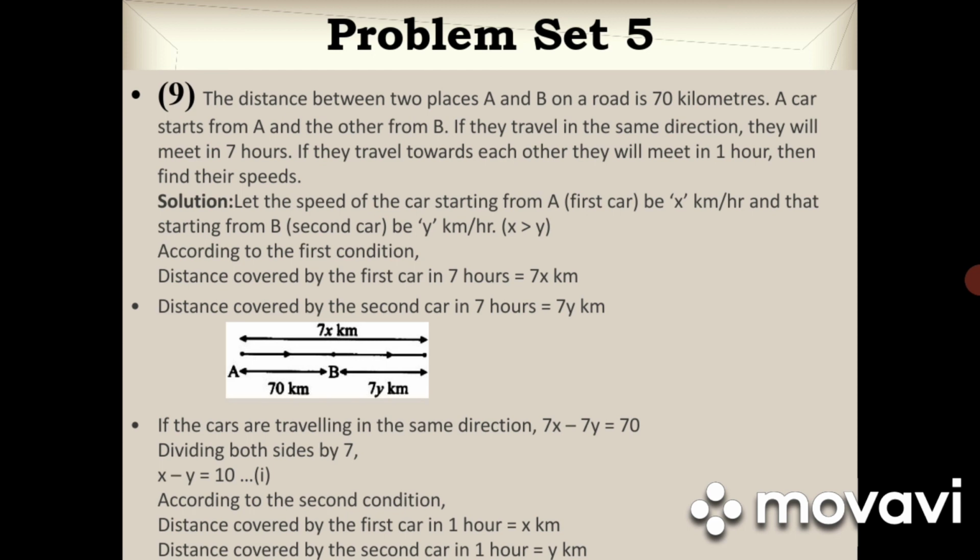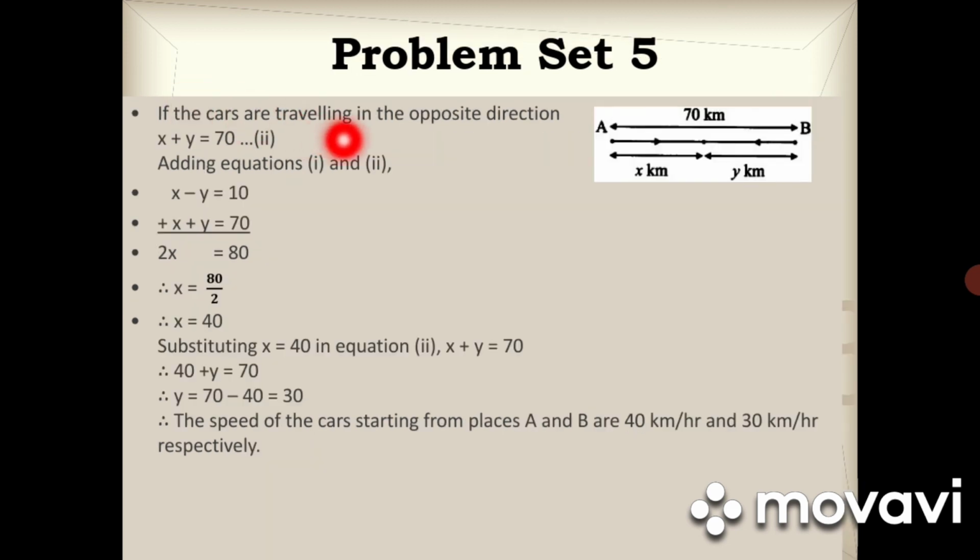According to the second condition, distance covered by the first car in 1 hour is equal to x kilometers. Distance covered by the second car in 1 hour is equal to y kilometers. If the cars are traveling in the opposite direction, therefore x plus y is equal to 70. Let this be equation 2.